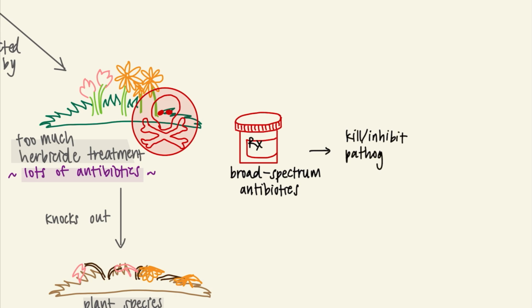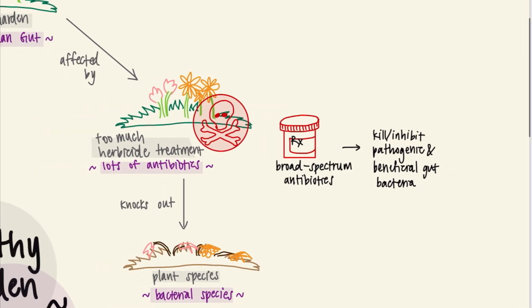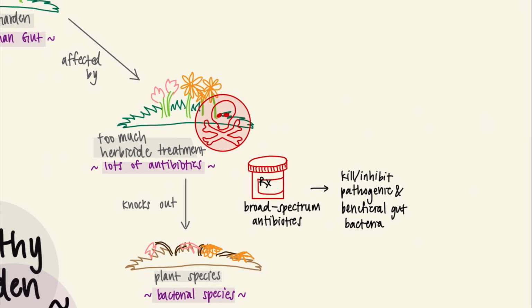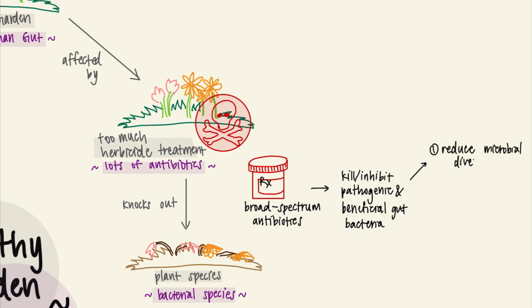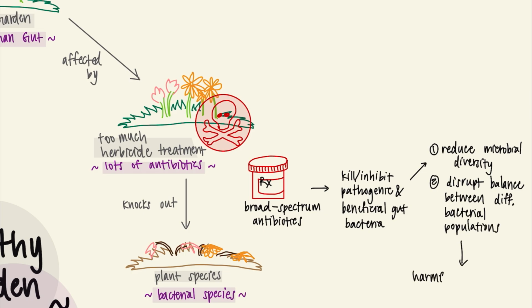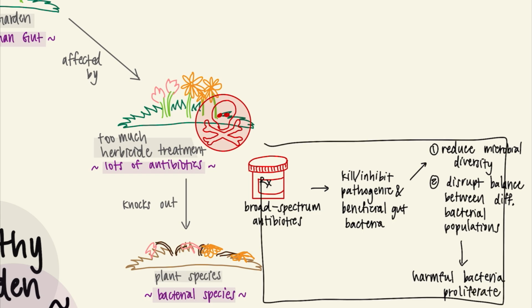Typically, when a bacterial infection is suspected in patients, but the type of bacteria is unknown, or when infection with multiple types of bacteria is suspected, broad-spectrum antibiotics are prescribed. In fact, broad-spectrum antibiotics comprise more than 60% of the antibiotics prescribed by U.S. physicians. These antibiotics can kill or inhibit not only the pathogenic bacteria causing infection, but also beneficial bacteria in the gut. This nonspecific action leads to a reduction in the overall microbial diversity and a disruption of the balance between different bacterial populations, which can allow harmful bacteria to proliferate.